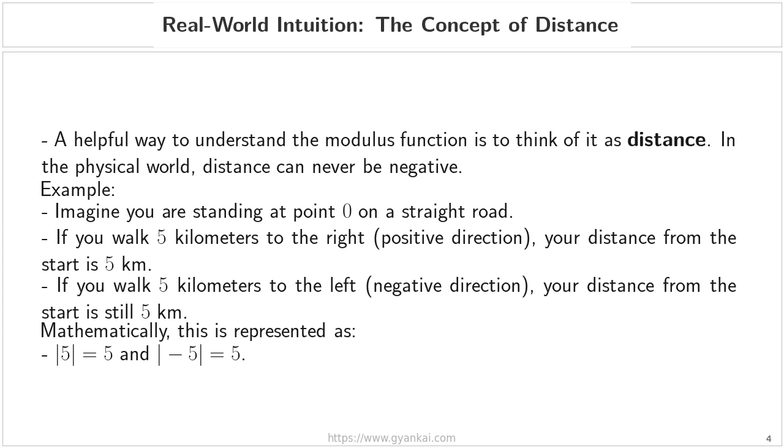Mathematically, we represent this exact concept using the modulus notation. We can say the modulus of 5 equals 5, and the modulus of -5 also equals 5. This perfectly illustrates why the output of our function is always non-negative, a concept we will use to evaluate specific numbers in the next slide.